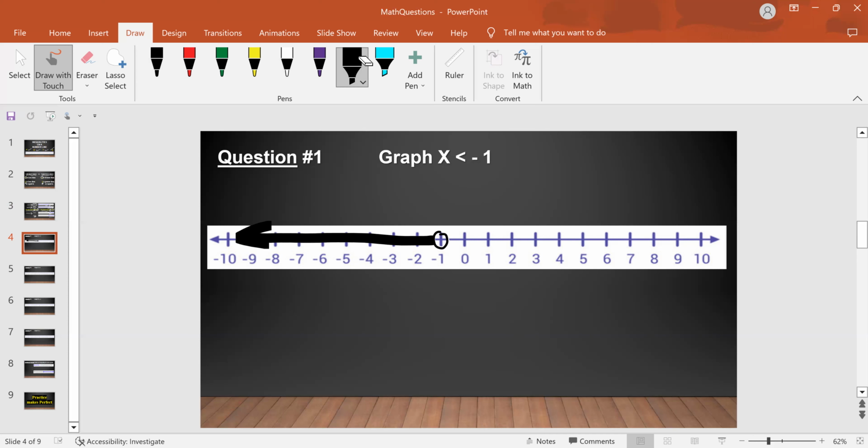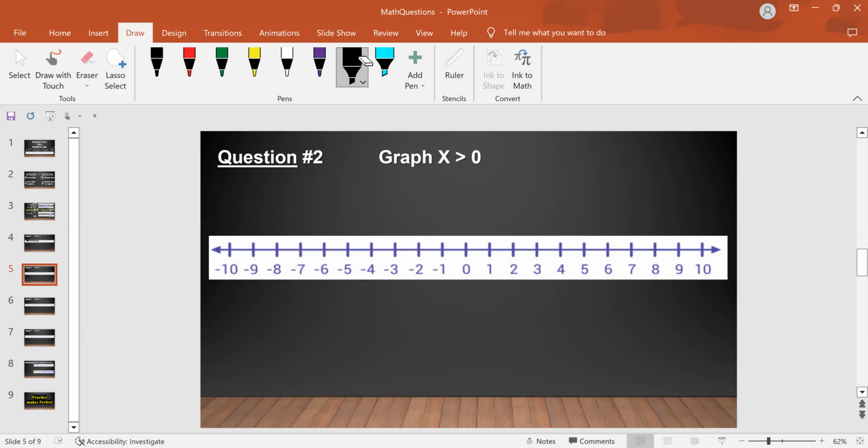Now, let's see another one. So again, feel free to pause the video, challenge yourself before you continue. Question 2, graph x is greater than 0. So you go to 0 and you make the circle. Is it going to be an open circle? Yes. So at the 0, we have the open circle. Which side do I go? That's the question. So again, I'm going to check around.